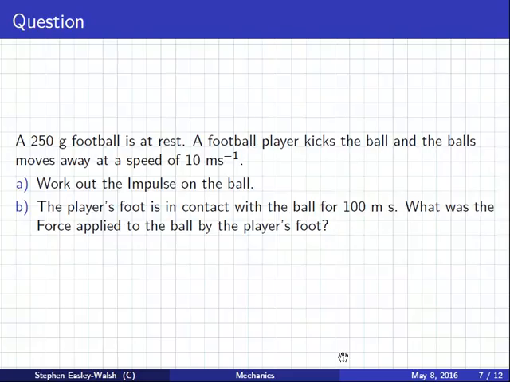Right, here's another one to try. Same idea. Except this time, I want the impulse, the delta P, and the force. But I give you the time, 100 milliseconds.